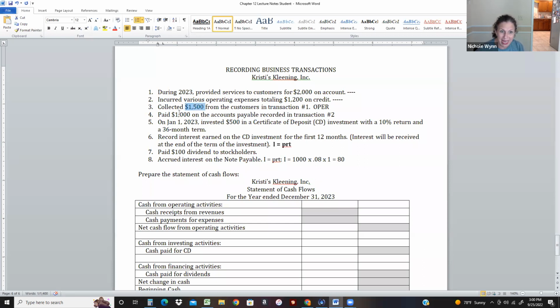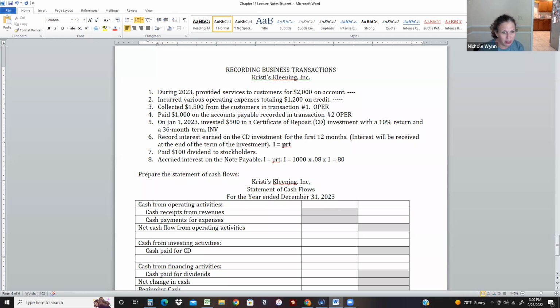Number 4 says paid $1,000 on the accounts payable from number 2. So this is us paying our operating expenses. So this will also be operating. Number 5, we're going to buy a CD. We're going to invest in a CD with a 10% return on a 36-month term. That means we bought a CD at the bank. That's us investing in others. We're investing in the bank.